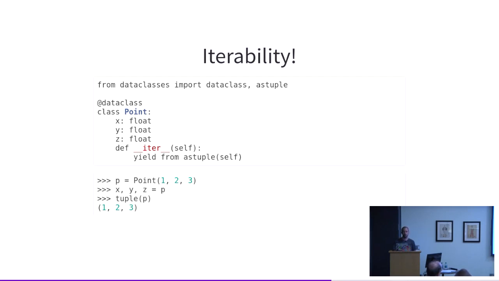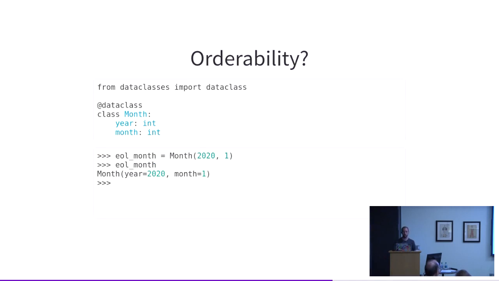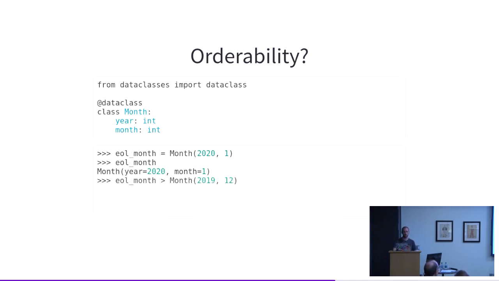One thing that I haven't shown you is how to make your data classes orderable. So what I mean by that is like what we had with our month class earlier. We had a month class before we talked about data classes, NamedTuple, or attrs, and it was orderable, meaning we could use the less than operator and the greater than operator on that class.